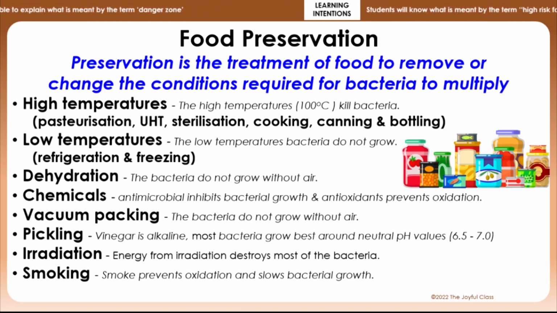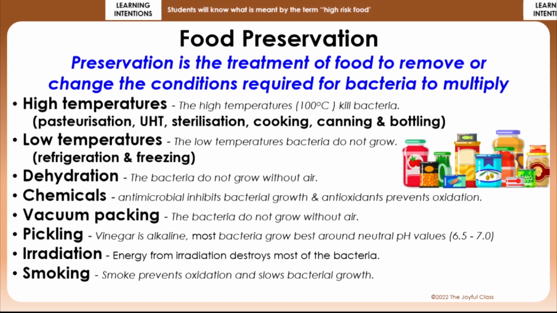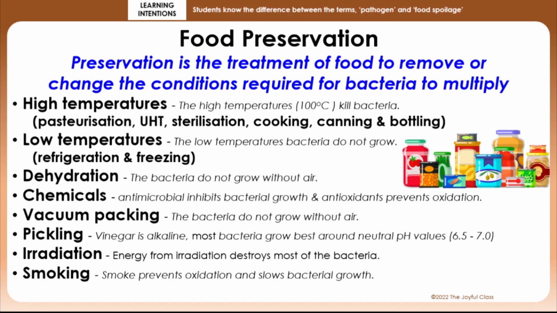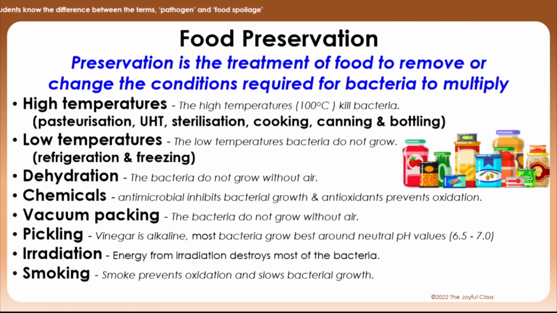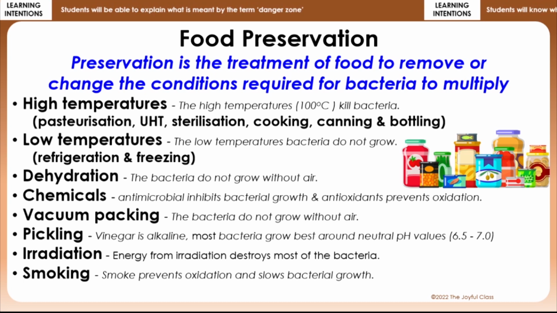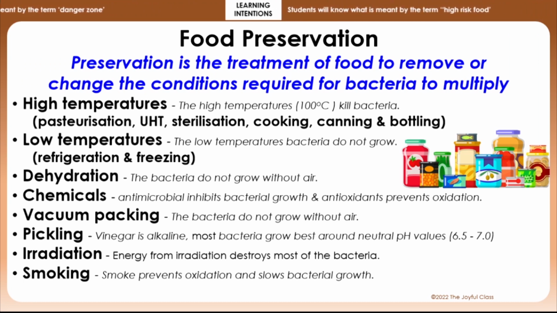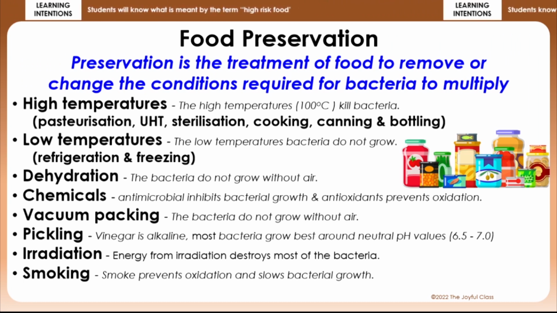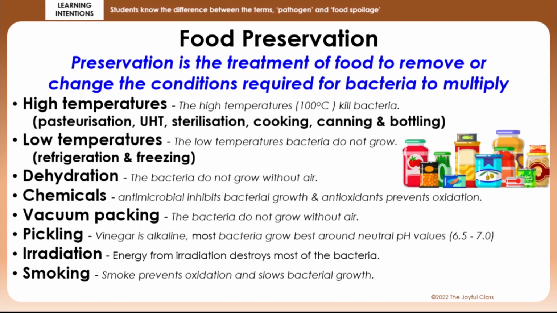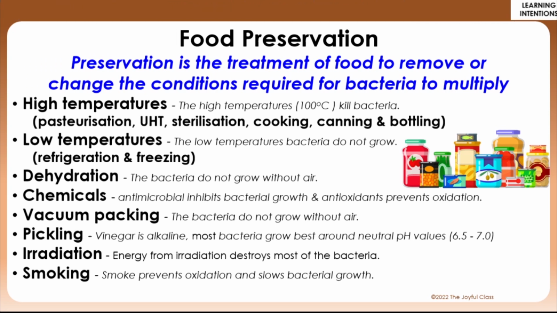Preservation is the treatment of food to remove or change the conditions required for bacteria to multiply. And there's a variety of them. So there's high temperatures. High temperatures such as 100 degrees centigrade will kill the bacteria. Things like pasteurization, UHT, which stands for ultra high temperature, sterilisation, cooking, canning and bottling. They all use high temperatures. Then there's the low temperature method, but it doesn't kill the bacteria, it just prevents them from growing. So things like keeping it in the fridge or in the freezer, refrigeration and freezing.